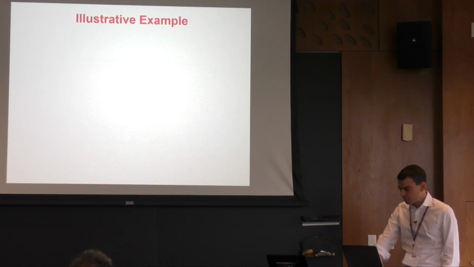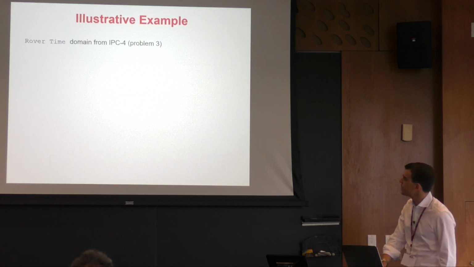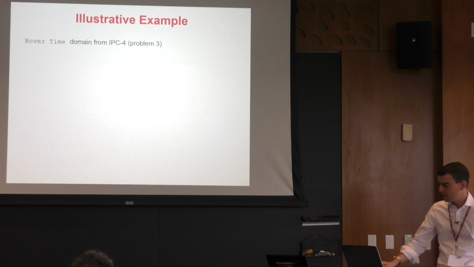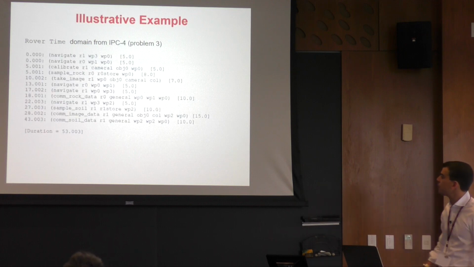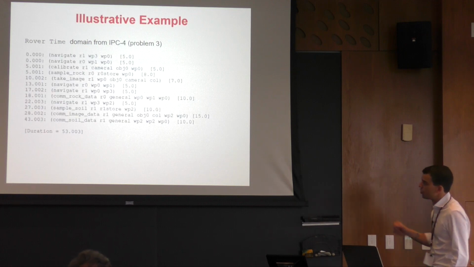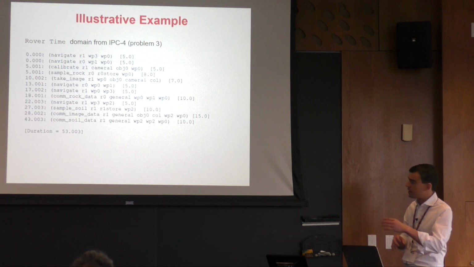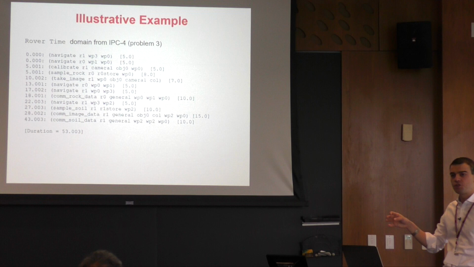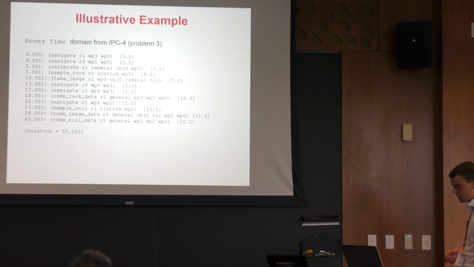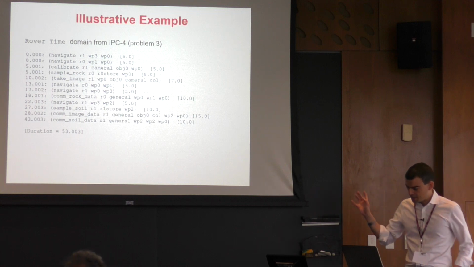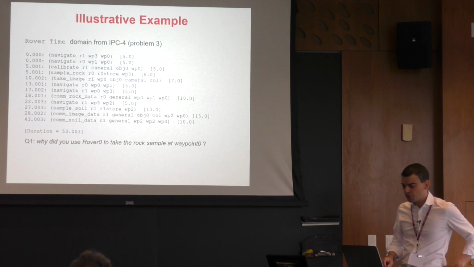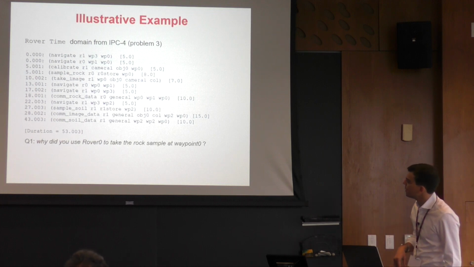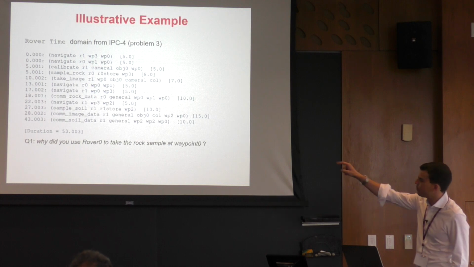An illustrative example: let's take the rover time domain, which is one of the benchmark problems in temporal planning, and this is the plan found for one of the problems. You have two rovers which have to navigate between waypoints, take some samples and images, and communicate the results of what they are doing. One question could be: why did you use rover 0 to take the rock sample at waypoint 0?